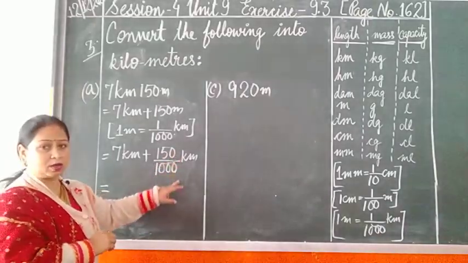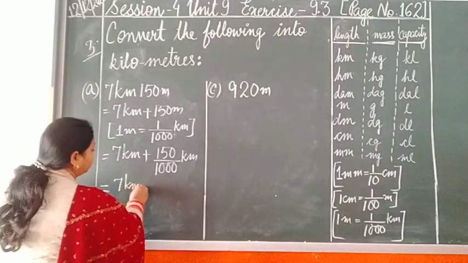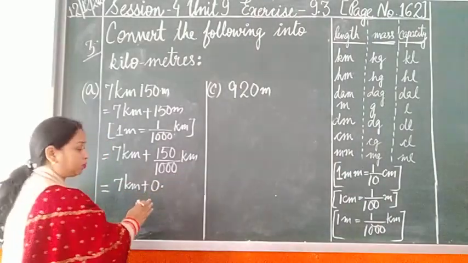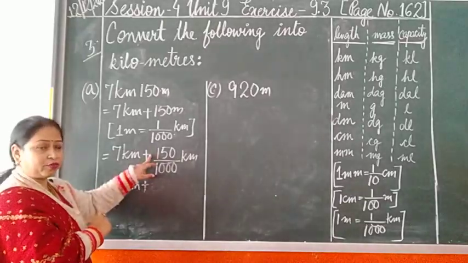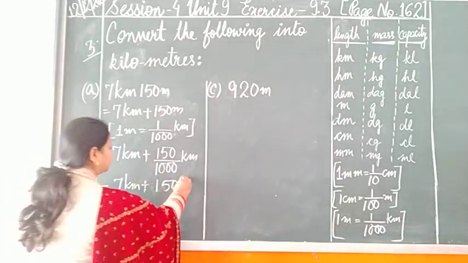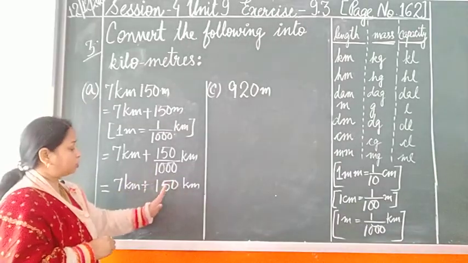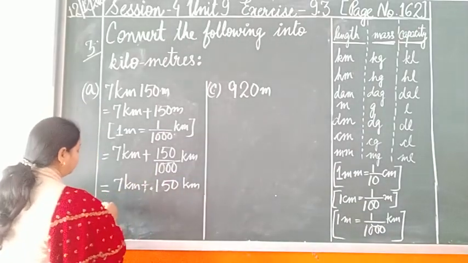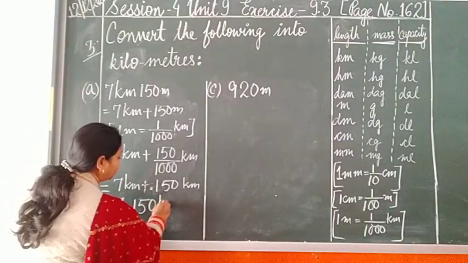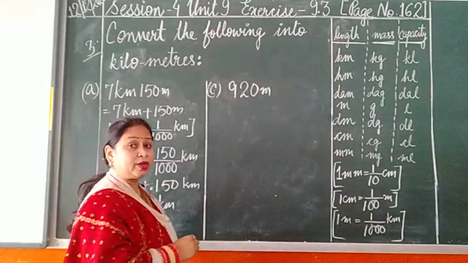Okay. No need to cancel out these. Okay. Simple. 7 kilometer plus. What about this? When we change this, let me go step by step. 150 is written. So, whatever numerator is written, we will write it as it is, 150, and this is kilometer. 1000, now 3 zeros are there. Count from the back 3 places, 1, 2, 3 and then place the decimal. So, you will get 7.150 kilometer. Clear?